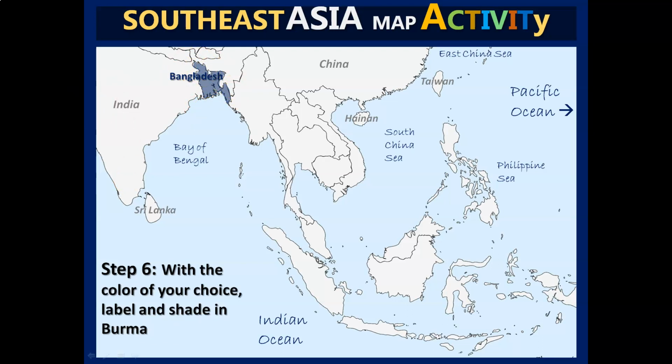Next, with the color of your choice, label and shade in Burma or Myanmar, located right here. And then next, with the color of your choice, label and shade in Thailand. Thailand is located right here. Next, with the color of your choice, label and shade in Cambodia. Cambodia is located right here.